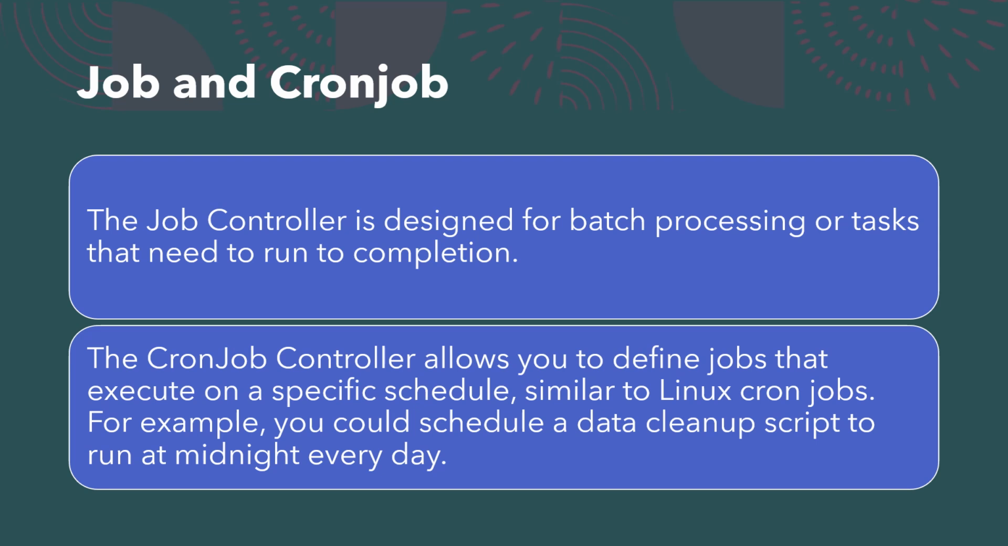Cron job controller. Need to schedule a job to run periodically? The cron job controller has you covered. It allows you to define jobs that execute on a specific schedule, similar to Linux cron jobs. For example, you could schedule a data cleanup script to run at midnight every day. Use cases: automated backups, sending periodic emails or reports, cleaning up temporary files or data, and regular monitoring or maintenance tasks.